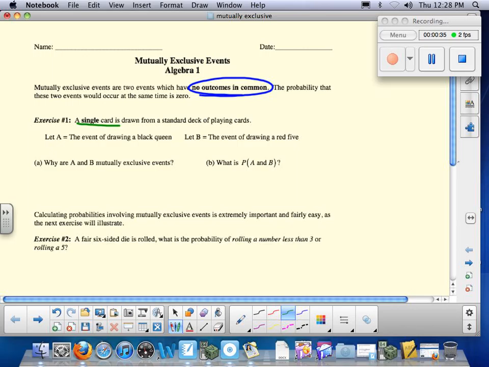When we pick this one card, we want to know what's the probability of it being a black queen and, at the same time, a red 5. What's the probability if I grab a card out of a deck that it is a black queen and a red 5?